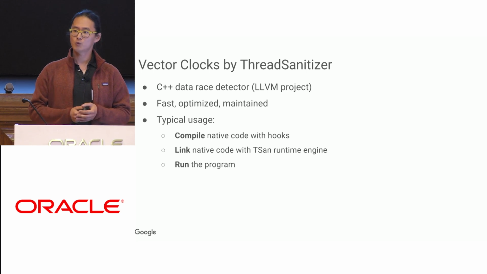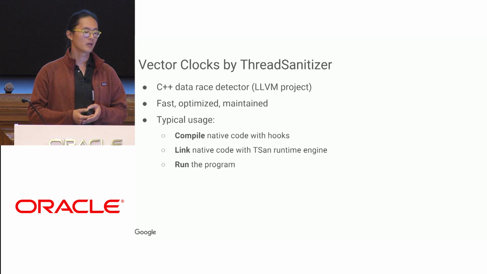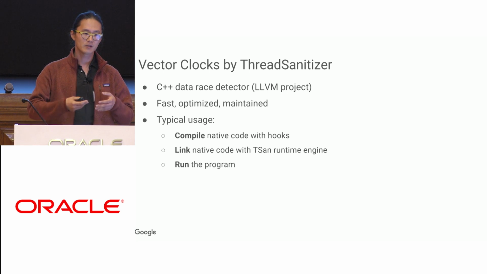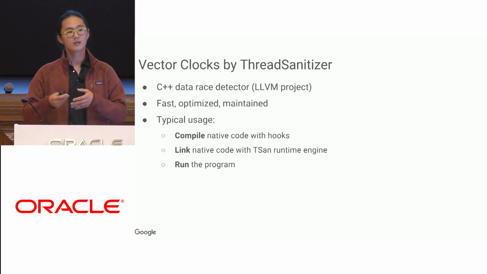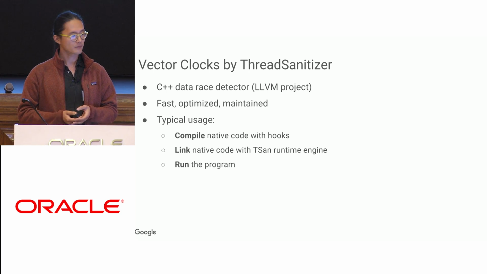In its typical usage, you take your native code and compile it with TSAN mode turned on, and it will embed hooks into your object code. Then when you link your native code into a final executable, the TSAN runtime engine comes along with it. When you run the program, in the background, vector clocks are being generated, merged, updated, and checked. On a bad check, that's when the tool will issue a data race report. So that's how we use it.